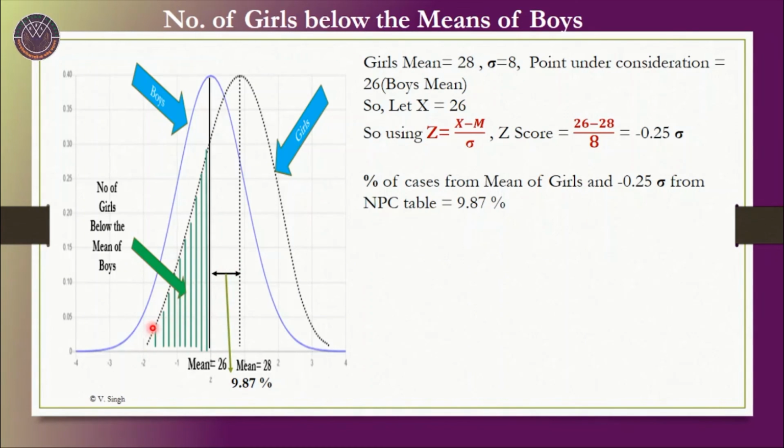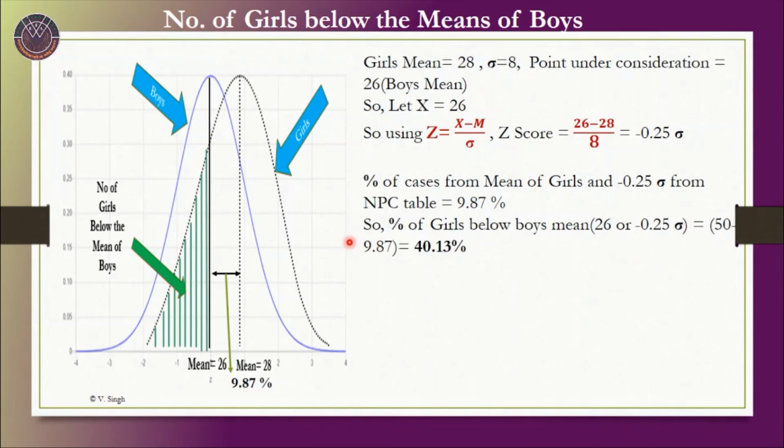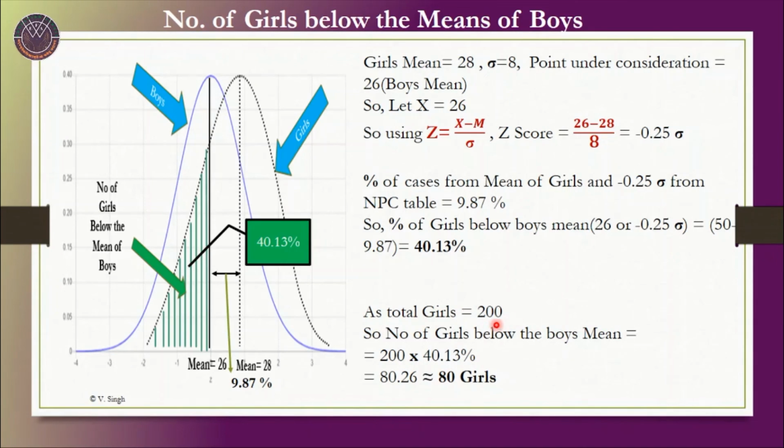So in this particular section, what is the remaining percentage of cases? So we can see that percentage of girls below boys mean can be obtained as 50 minus this 9.87, because this total is 50. So 50 minus 9.87%, that is 40.13%. So as total number of girls are 200, we can find out 40.13% of 200, that is 80 girls. So 80 girls are there who are lying below the mean of boys. So we have solved the second part of the problem also.